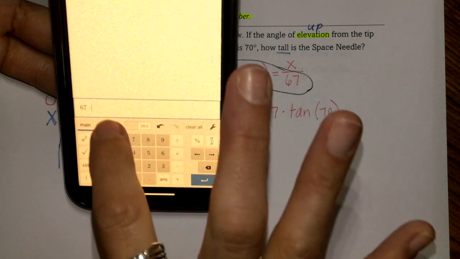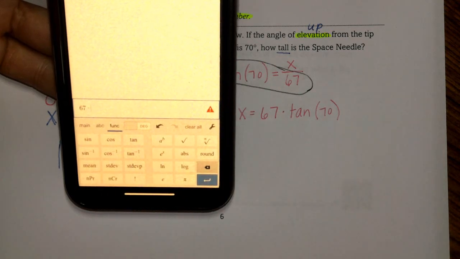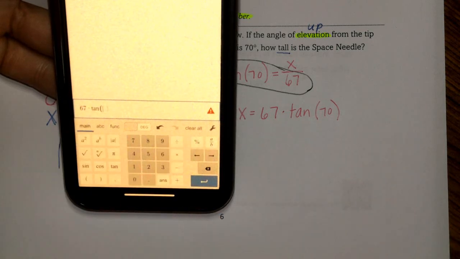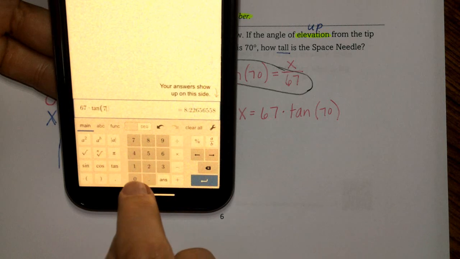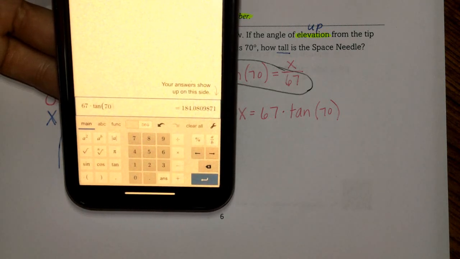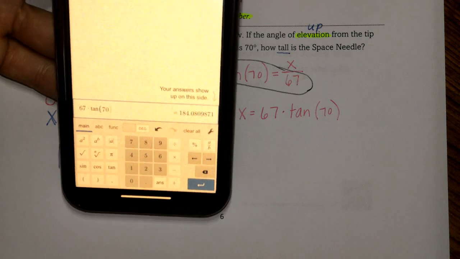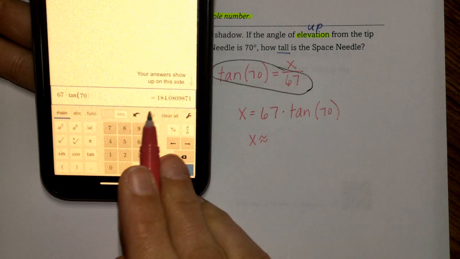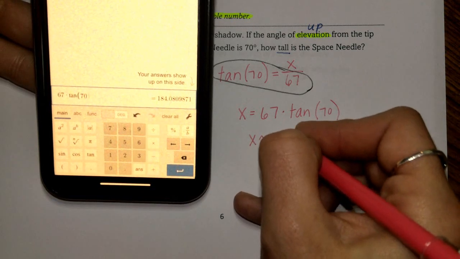So we'll put times, go to your functions. Functions, we're going to find the trigonometric functions. We have the tangent. We're going to type in tan. Just click that button. Go back to the main, and we're going to type in 70. And then there's our answer right there. We can either look at it or we can press enter. And rounded to the nearest whole number, x will be approximately 184.